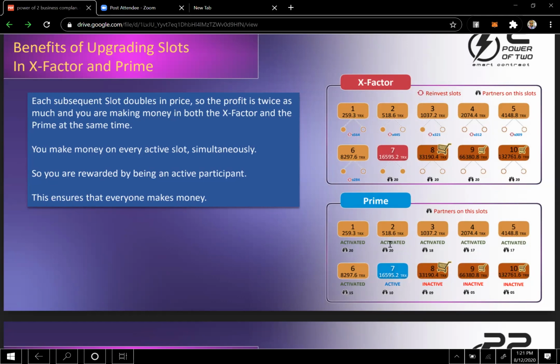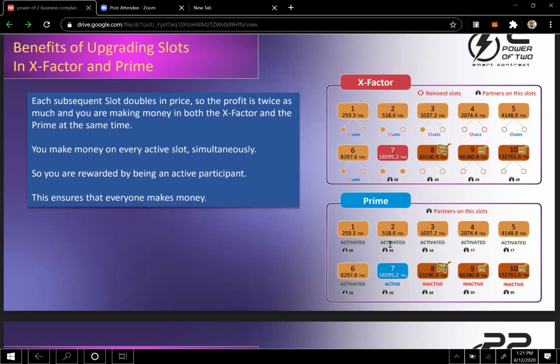So if I were you guys, I would bring as many people into the business as possible. You can even bring them to the power line. And when they begin to upgrade, you begin to make your money in the Prime, 10%, 10%, 10%. That is how it works.